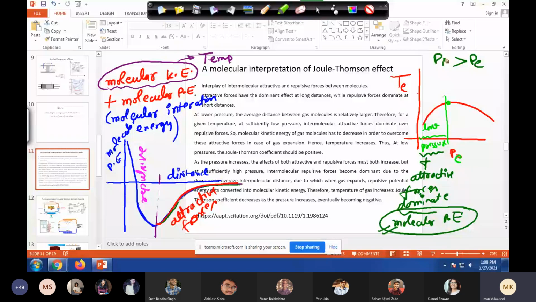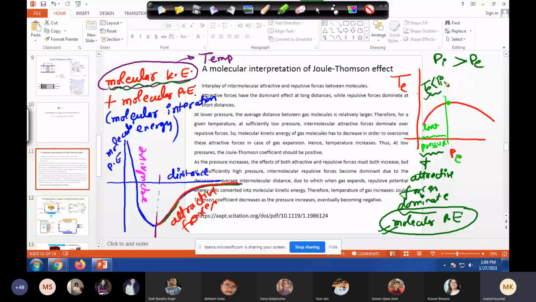If you are forcing the gas to expand, then the gas has to overcome the attractive potential energy, and that will be compensated. The gas will extract energy from the molecular K, and once it takes that energy from the molecular K part, the temperature will go down. So T exit will go down. Is it clear? That's why the gas shows a cooling effect.